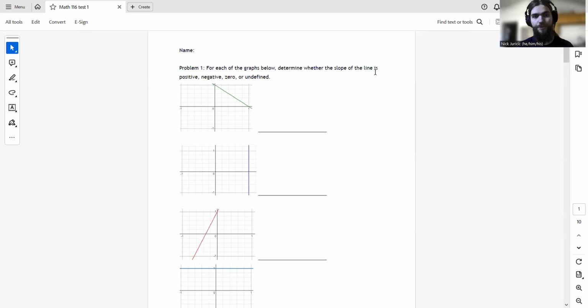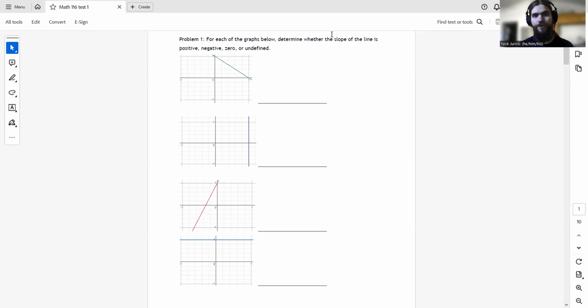I'm going to use Zoom's annotate function to talk about this here. People did pretty well on this question overall. Probably the strongest question on this entire test, determining slopes of lines, whether they're positive, negative, zero, or undefined. Generally speaking, as you move from left to right, if the line is going up, then the slope is positive, line's going down, slope is negative. The line is completely horizontal, the slope is zero. The line's completely vertical, slope is undefined.